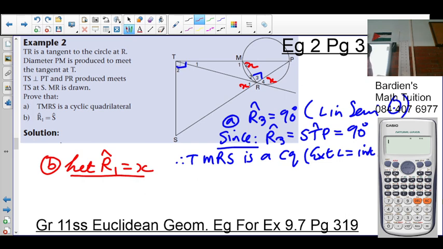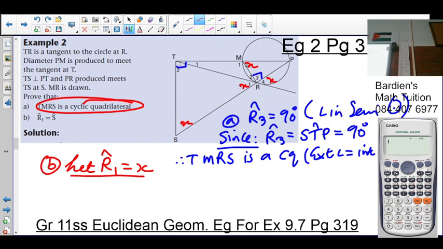What other angle is equal to M2? S. Why? Exterior angle. So easy. Remember, we have proven this is a cyclic chord. Can you see that, people? So once you have proven it's a cyclic chord, in your next calculation it is a cyclic chord.